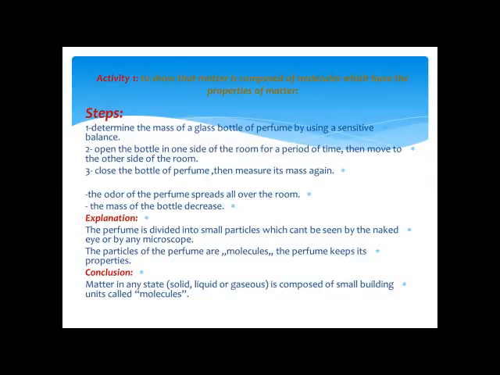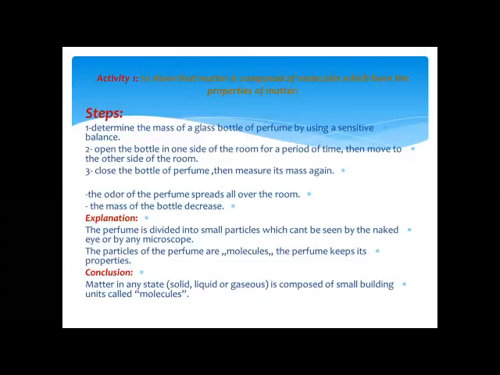What will we observe about the odor? I'll observe that the odor of perfume spreads all over the room. What is your evidence? I smell this perfume. So that means the odor of perfume spreads all over the room, and the mass of the bottle will decrease. What will be the observations from this activity? Number 1, I can smell the odor of the perfume, which means it spreads all over the room. Number 2, when I measure the mass of the bottle after closing it, I observe that it decreased.